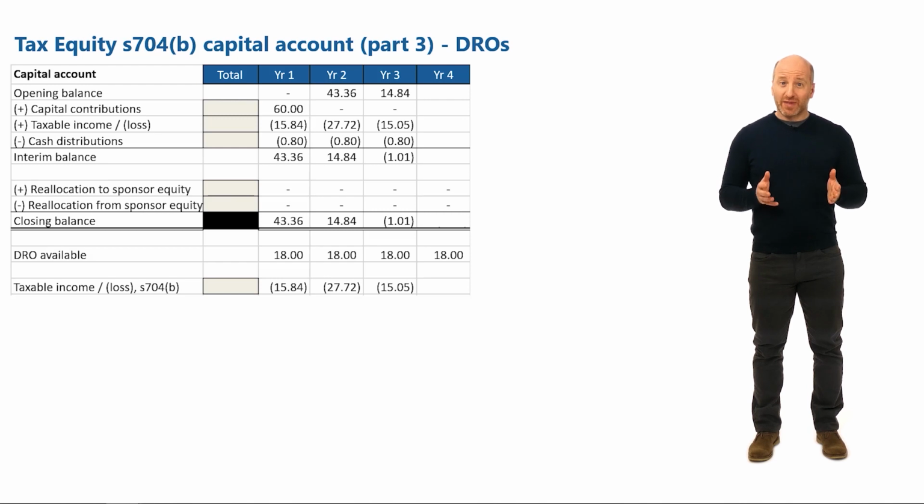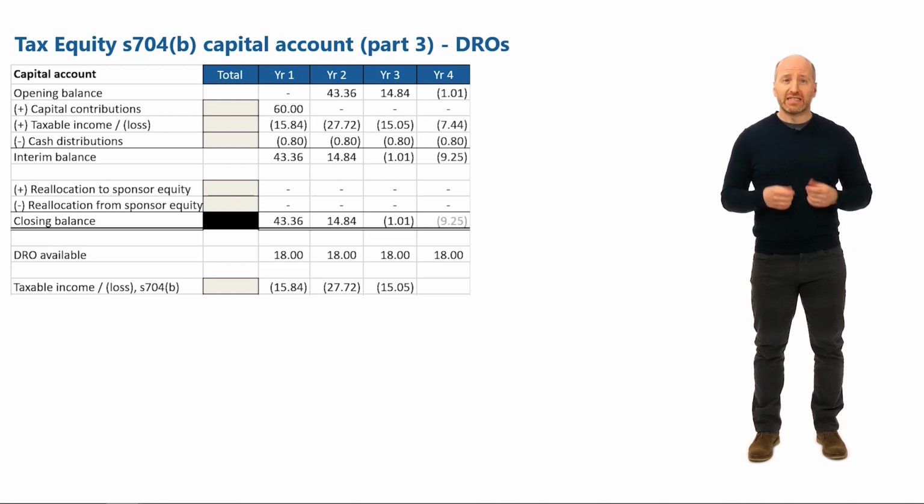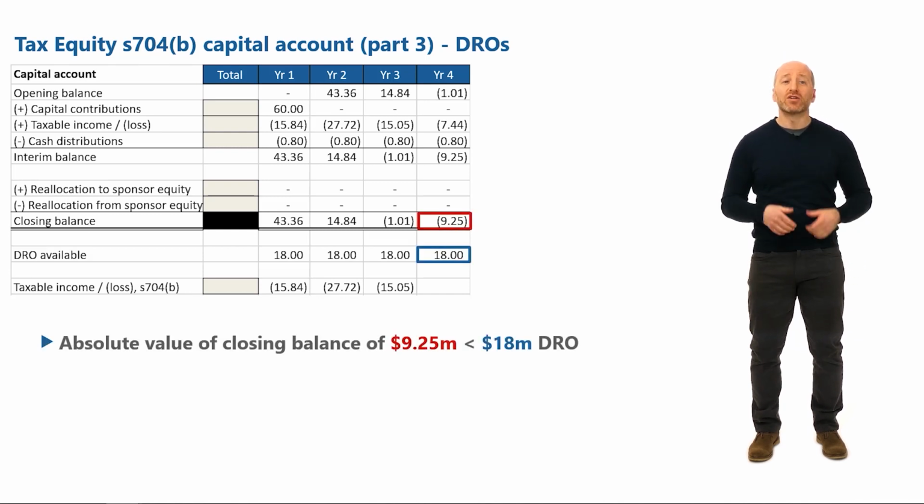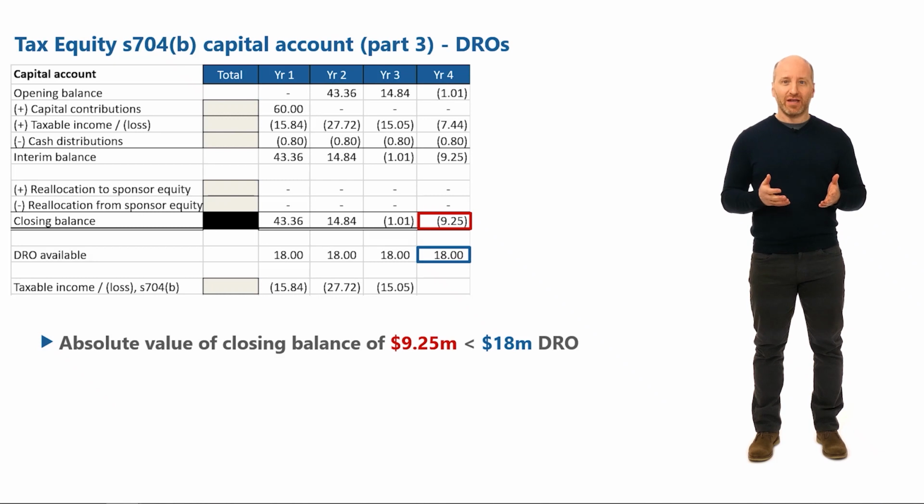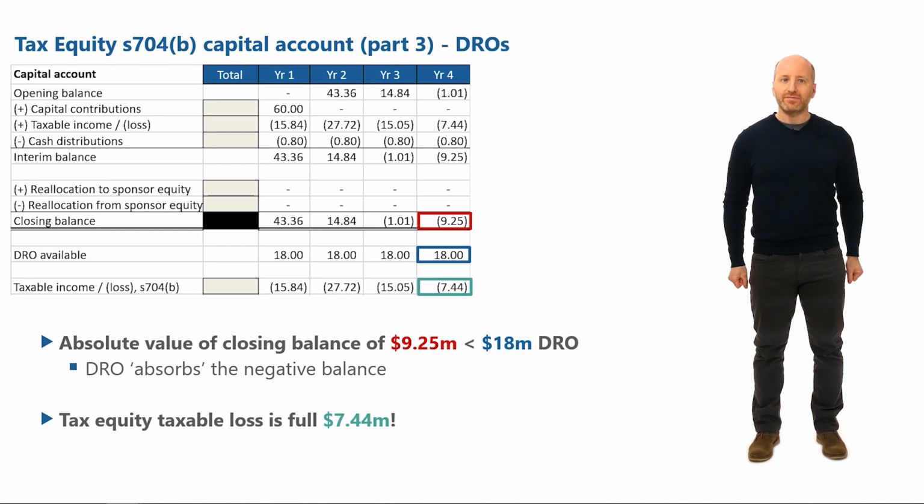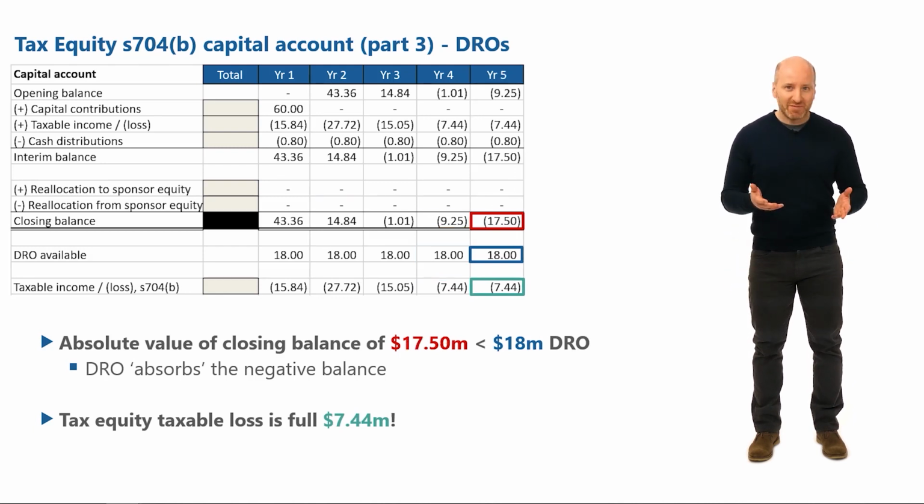Year 4 starts with a capital account balance of negative 1.01 million with an interim balance, as before, of negative 9.25 million. This negative 9.25 is still lower than our DRO limit, and so there's no need to reallocate losses to the sponsor, and tax equity gets the full 7.44 million in losses. Year 5 works the same as year 4, ending with a balance of negative 17.5 million, which is just below our DRO limit of 18 million.